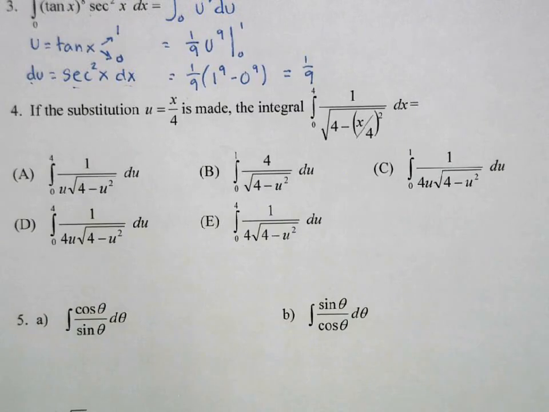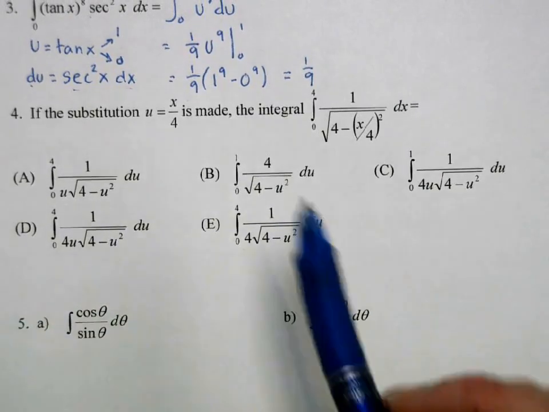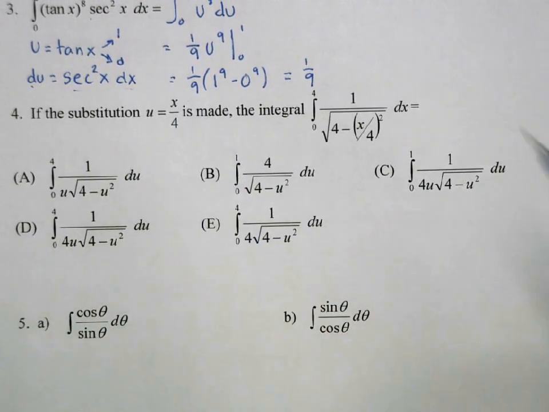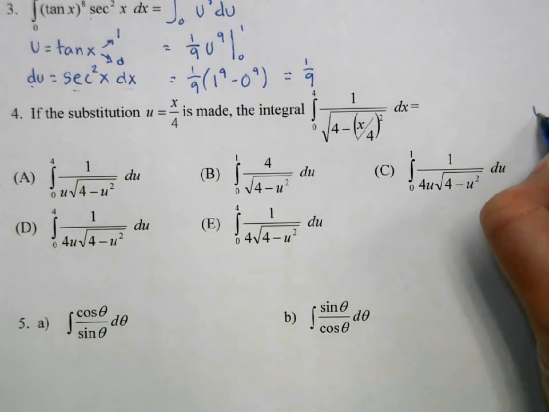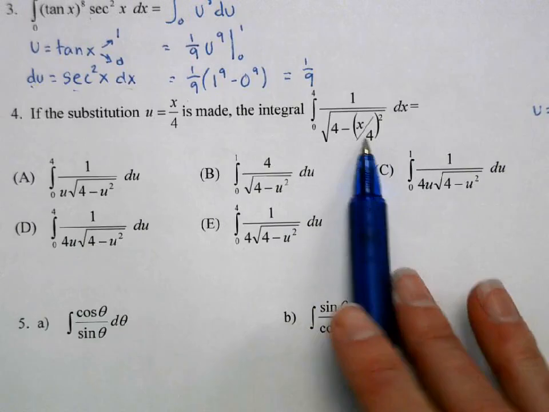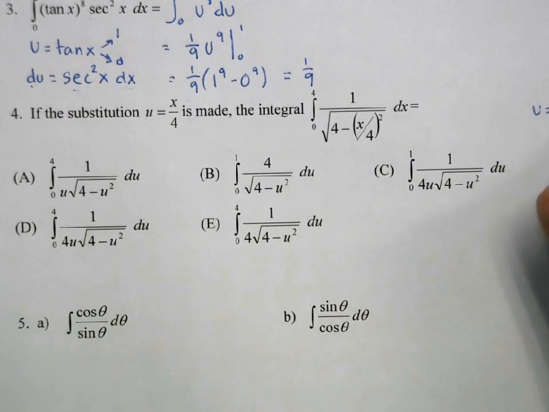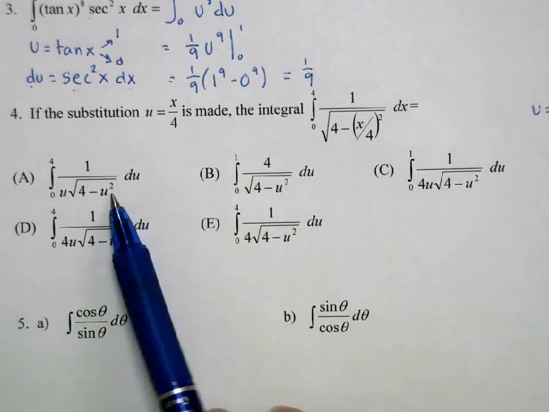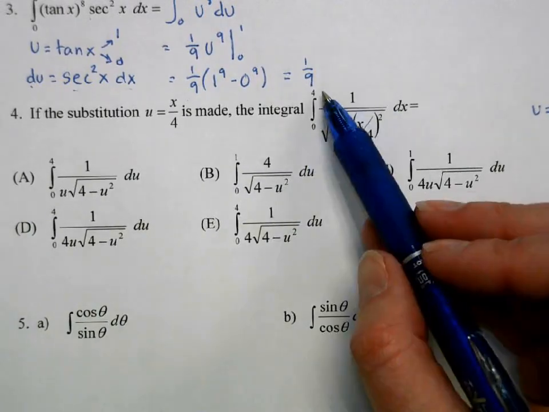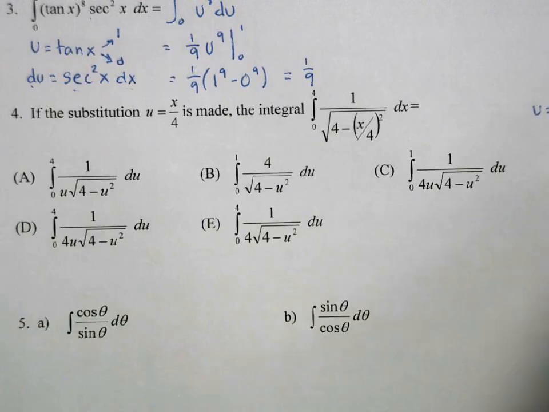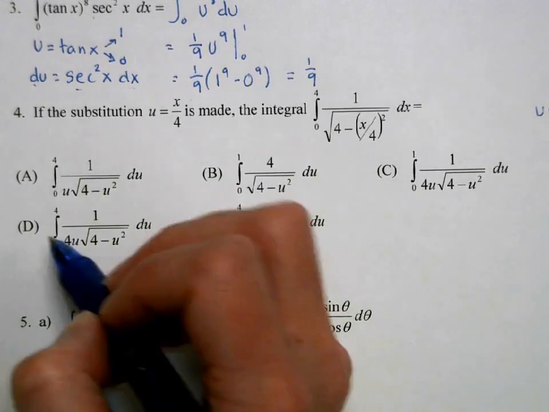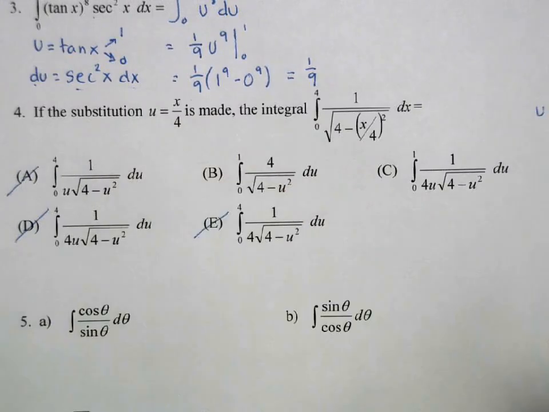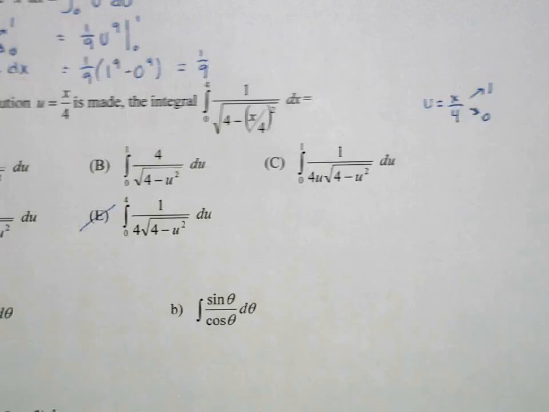Okay, and this next one, you're told what to do for your u. So u is x over 4, which will get replaced here. We are going to go ahead and change our limits of integration because all of these answers are in u, which means we need to substitute. So 4 divided by 4 is 1, 0 divided by 4 is 0. From that alone, I can eliminate the ones that don't have those limits of integration.